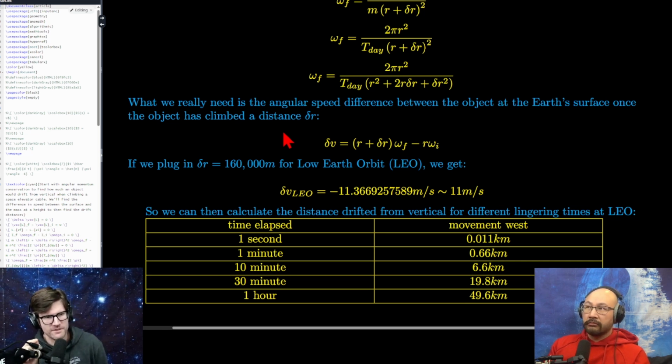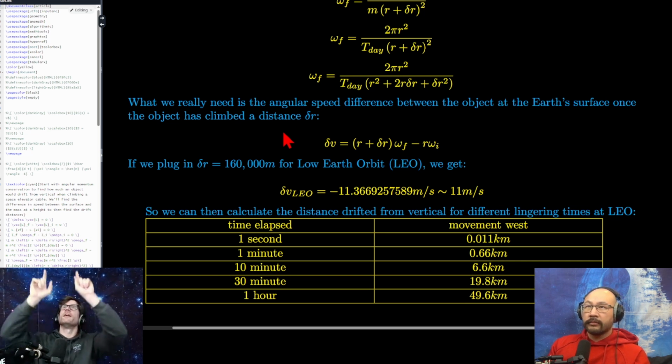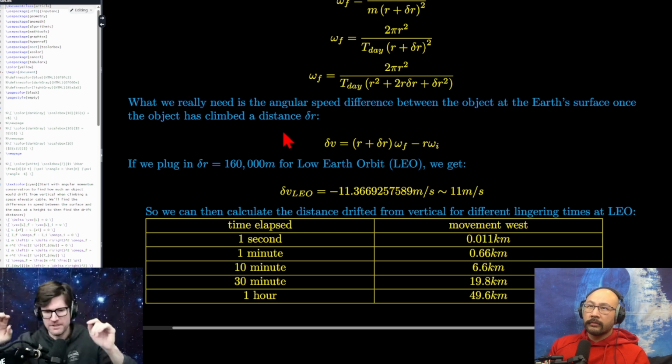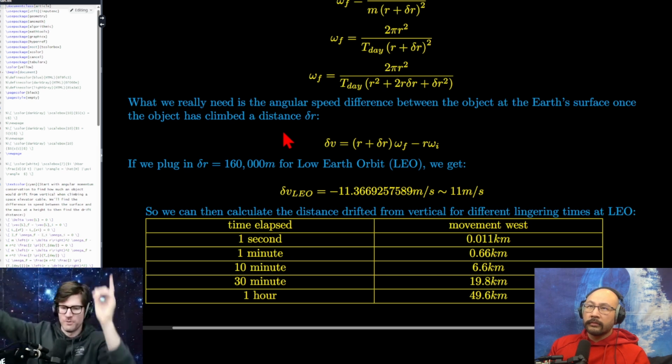Because if I'm standing at the equator and I look up and see the object is going to drift west, I really care about how fast that drift is. It's how fast I'm going versus how fast it's going. The greater the difference in speed, linear speed in this case, the more drift west I'm going to see.